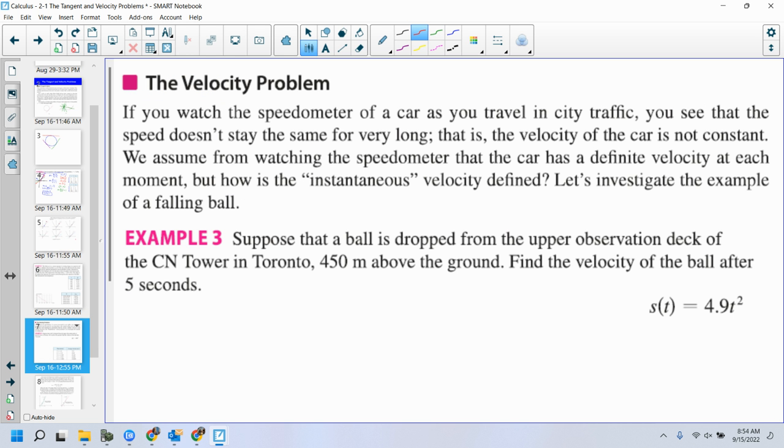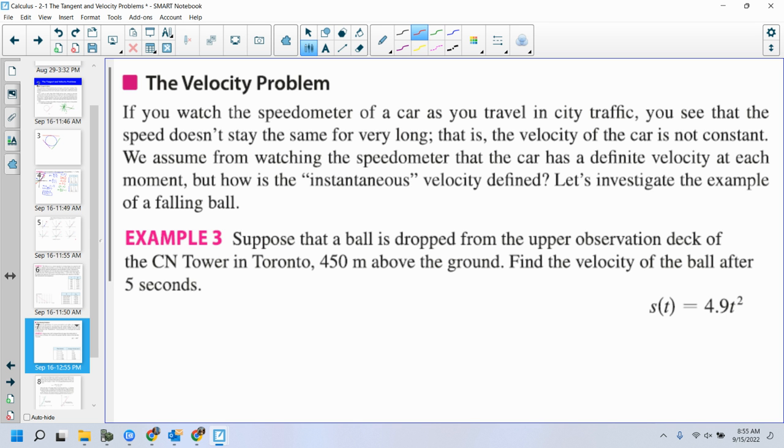I am not going to do this problem if you print out the notes, but what I do want to do is the velocity problem. If you watch the speedometer of a car as you travel in city traffic, you see that the speed doesn't stay the same for very long, does it? You're going fast, you're going slow, you're stopping, you're at lights, people are braking, whatever.